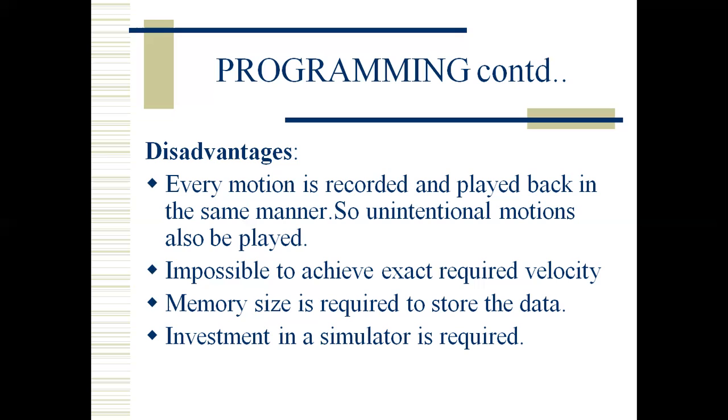Second one, it is very much impossible to achieve the exact required velocity. So the velocity we have considered may not be obtained, because it is not a closed loop control system, and memory size is required to store the data. Through the lead through program, the programs will always be getting changed, and the program also will be getting deferred, even in the dimensions of preference.